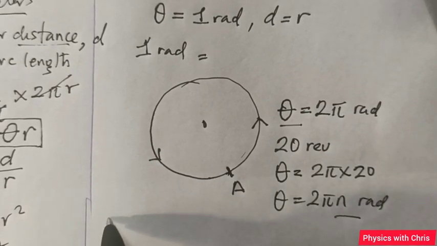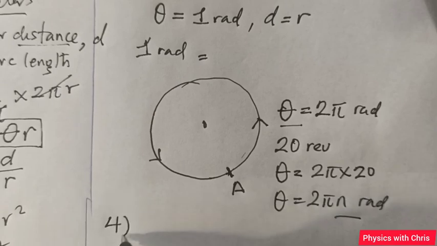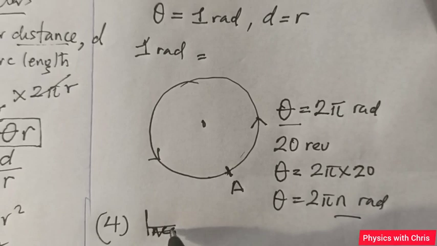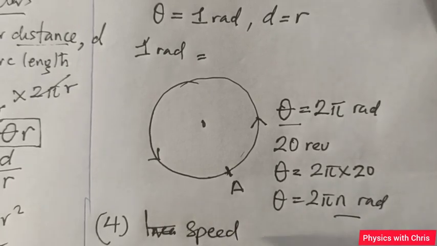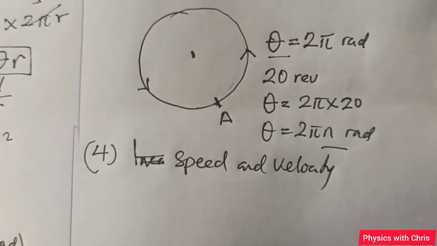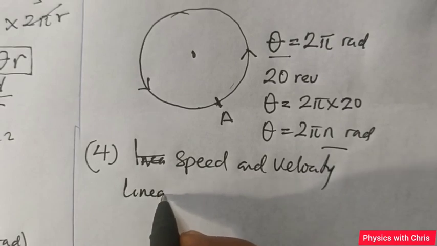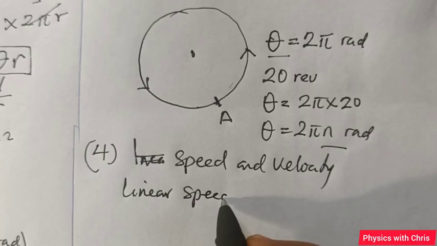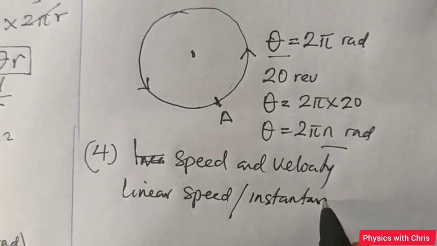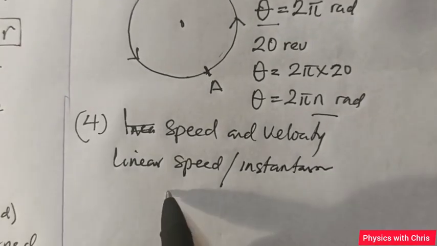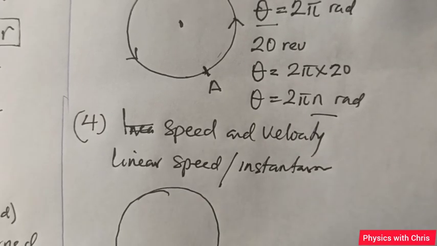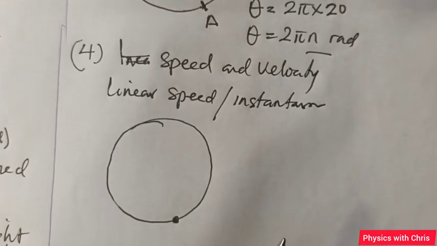Now, the next term we are going to look at, still under the parameters of circular motion, is speed and velocity. Under this, we're talking about, number one, linear speed and velocity. Linear speed, I also call it instantaneous speed of the body. When the body moves in a circle, in the case of uniform circular motion, the body moves in this circle with a constant speed.